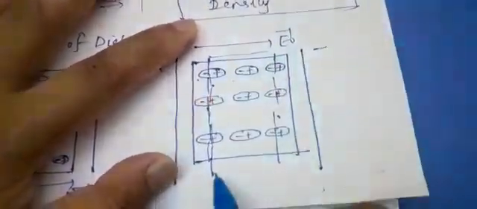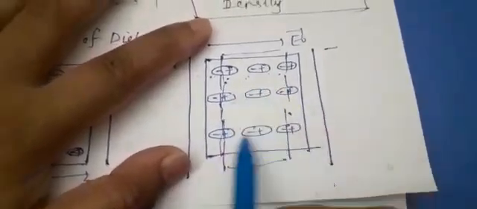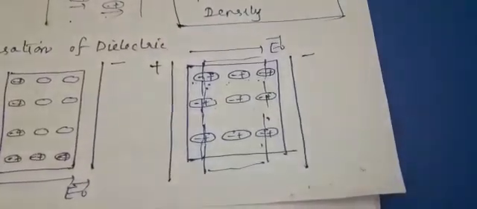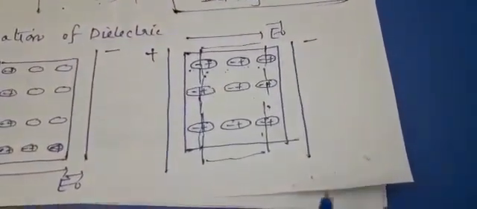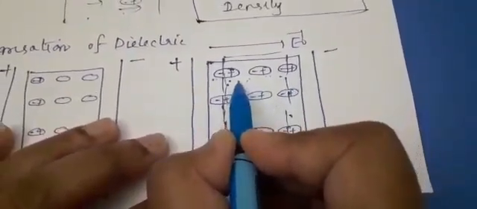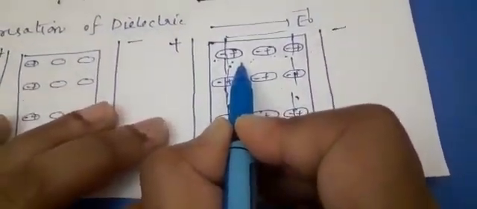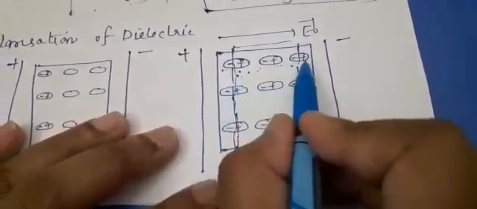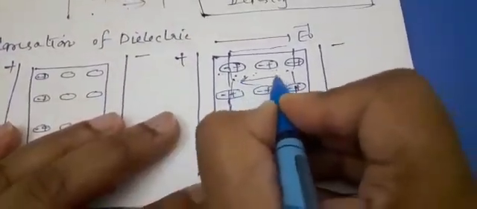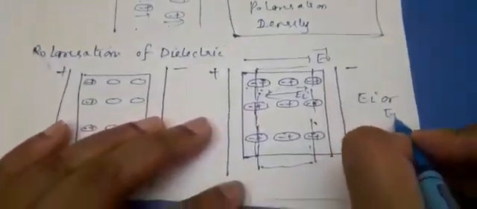Now what will happen in between? This is positive, this is negative, and this is the central one. We have taken 3 molecules in each row, but there can be any number of molecules within a dielectric, we cannot judge it. So correspondingly there will be some induced electric field, developed because of positive charge on this side and negative charge on this side. This induced field will be given by EI. You can represent it by EI or EP.